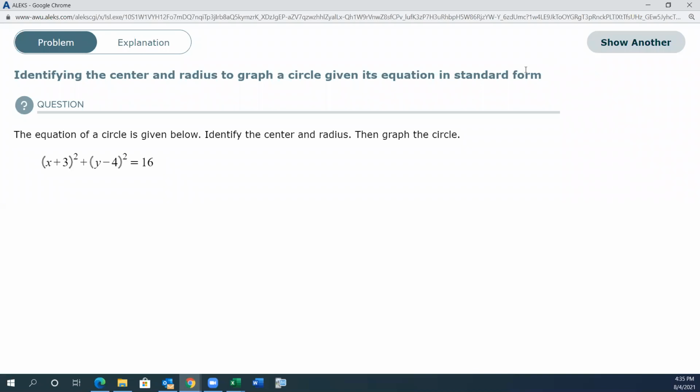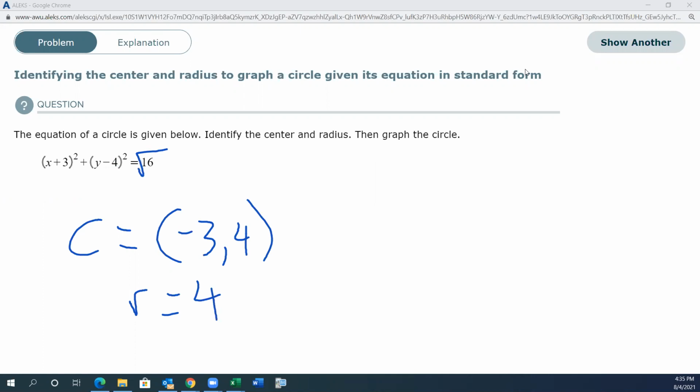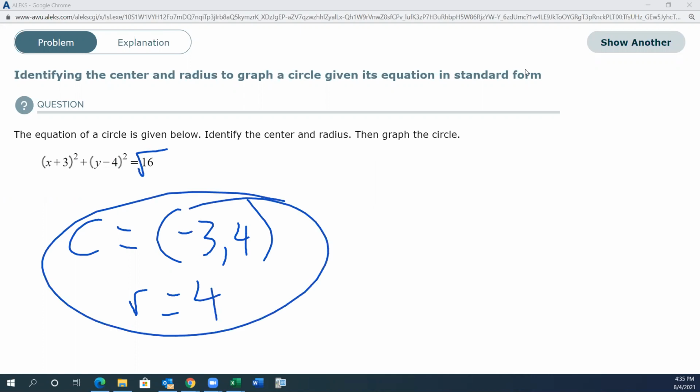Pause the recording if you want so you can give it a try. 3, 2, 1. All right, so the center is going to be negative 3, positive 4, and the radius is going to be the square root of 16, or 4. And that's it. And in the words of Captain America, I can do this all day.